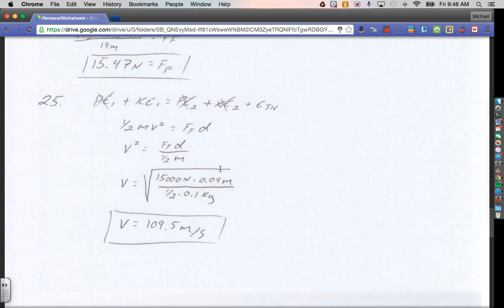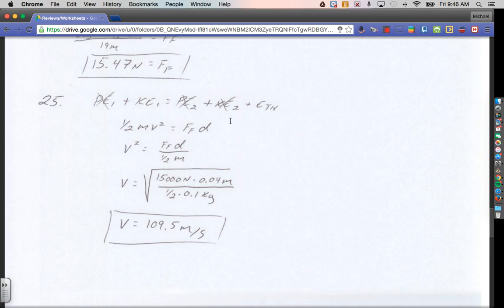Finally, number 25, a CSI team is going to test the muzzle velocity, or how fast the bullet goes, of a gun that was used in a crime. To do this, they're going to fire a 0.1 kilogram bullet into a block of ballistics material. That picture is available on your review paper. They know that the ballistics material will exert a resistive force of 15,000 newtons on the bullet. If the bullet travels into the material a distance of 0.04 meters, how fast was the bullet moving when it was fired?